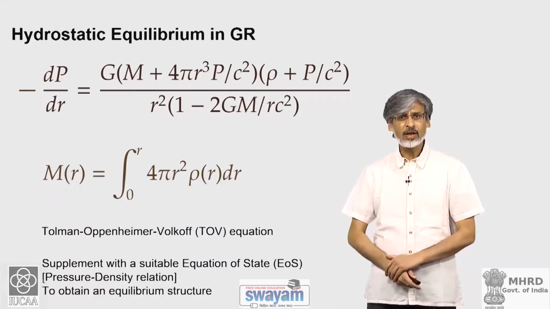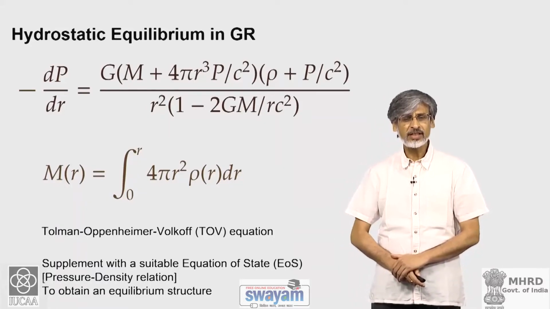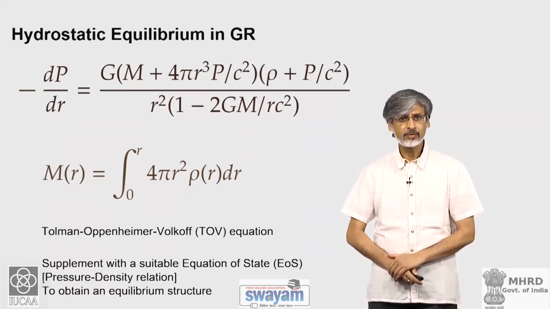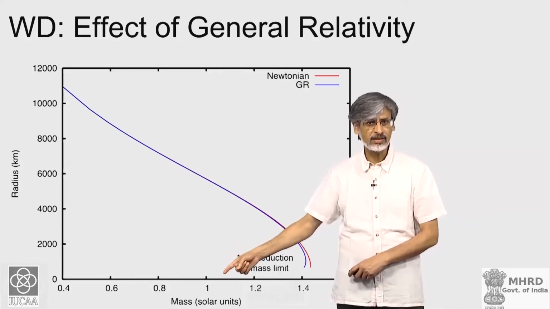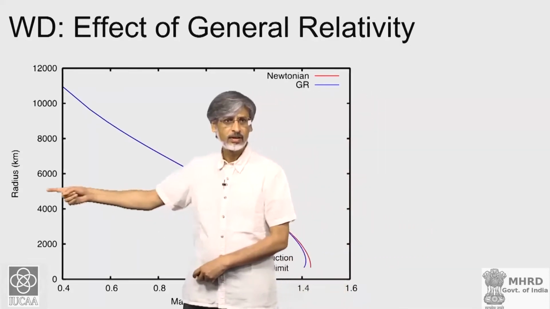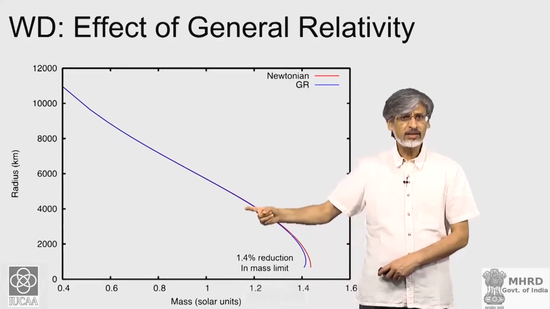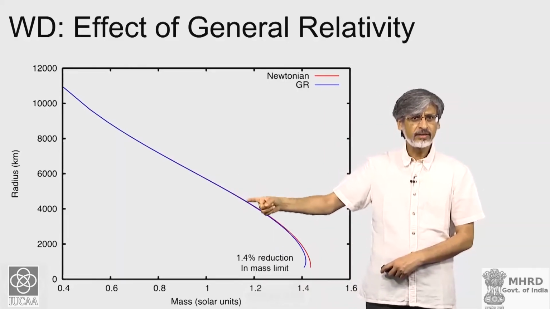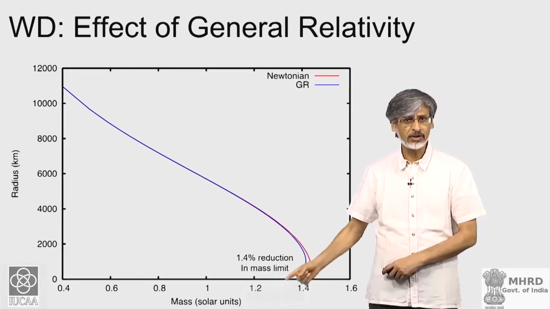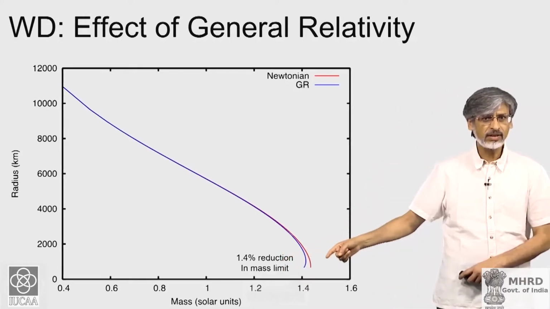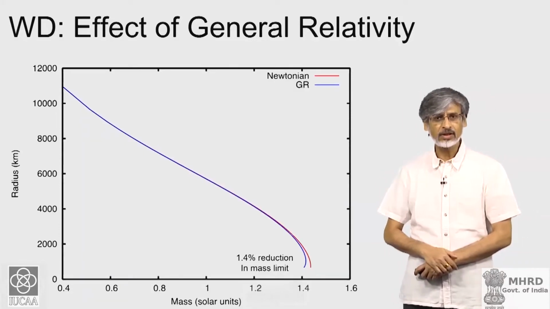So, let us see what kind of correction general relativity causes to the mass radius relation of white dwarfs. Here is plotted the mass in the horizontal axis and radius in the vertical axis. There are two lines plotted here. The blue line corresponds to the solution with the full general relativistic equation, that is the TOV equation, and the red line, which is here, is the old Newtonian solution which Chandrasekhar had used.